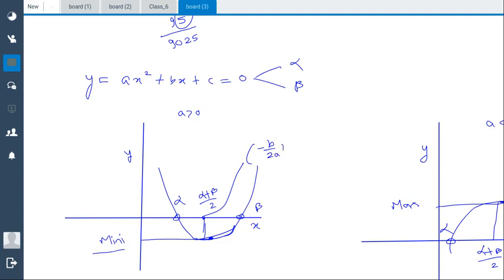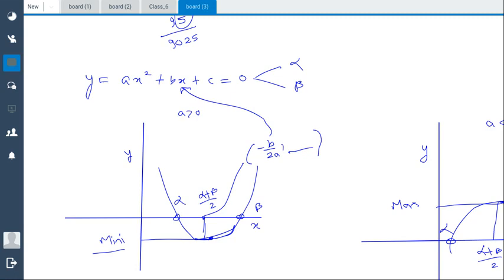You will be plugging in this minus B by 2A. You don't even have to mug up the result. If you know the direct result of what y you are going to get, it's okay. Otherwise, just put minus B by 2A in the equation and get the value of y, whatever you get. It was like C minus B squared over 4A. Just check it out. I am saying you don't have to remember. Just plug in minus B by 2A in the equation and get the value of y. That value will be the value of this y.